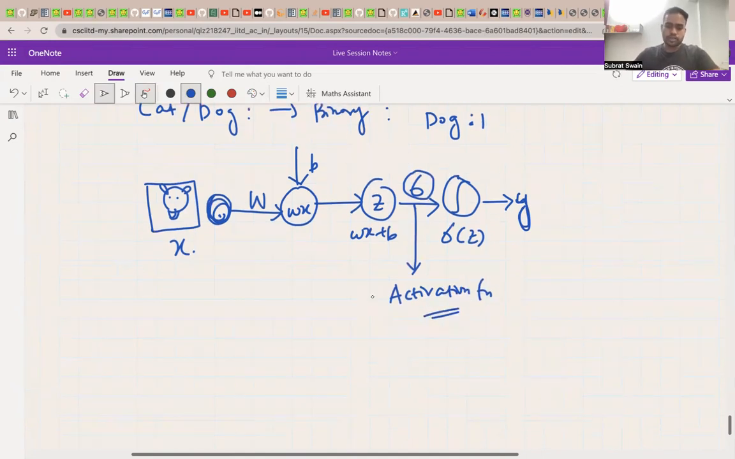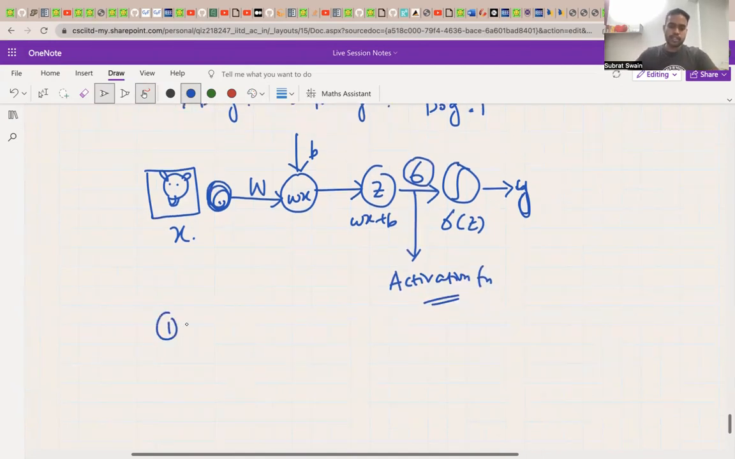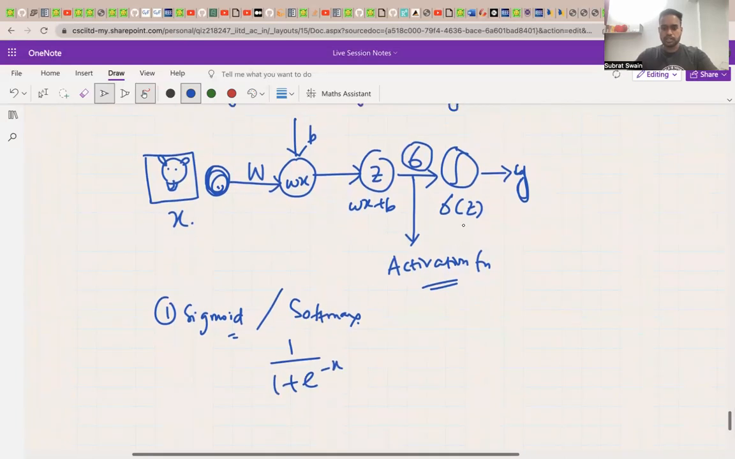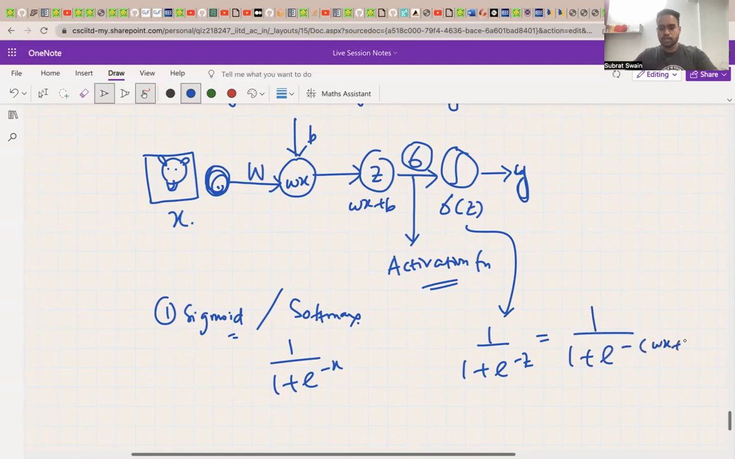So one example of sigma is sigmoid, and its extended version is softmax. Let's focus on sigmoid. Sigmoid is 1 by 1 plus e to the power minus x. So this will be 1 by 1 plus e to the power minus z, which will be equivalent to 1 by 1 plus e to the power minus (Wx plus b).